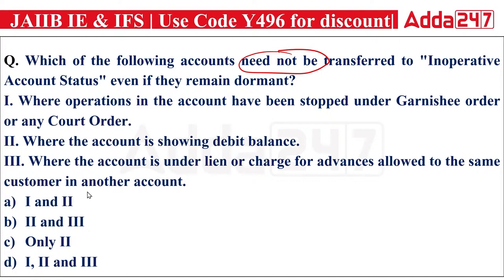Dormant account. The answer is all the cases. If you get any garnishee order or any court order, if the account is showing a debit balance, or if the account is under lien or charge for an advance allowed to the same customer in another account. So first, second, third, all are the conditions where the account need not be transferred to inoperative account status even after it remains dormant. Okay, so the right answer is D.